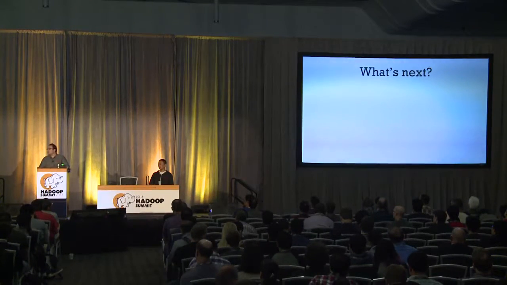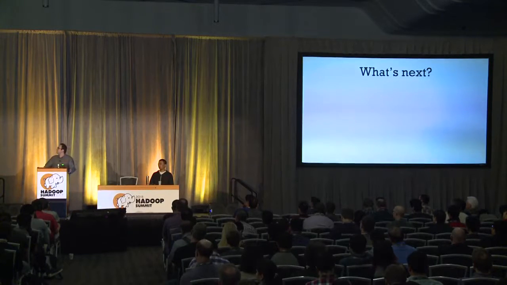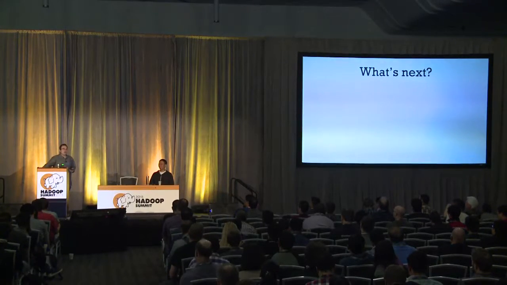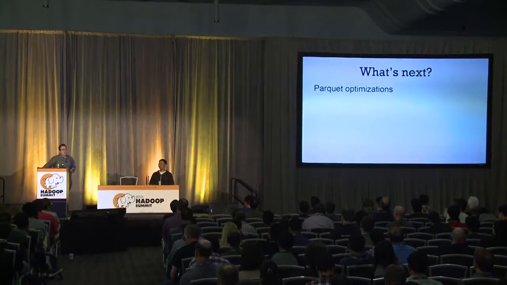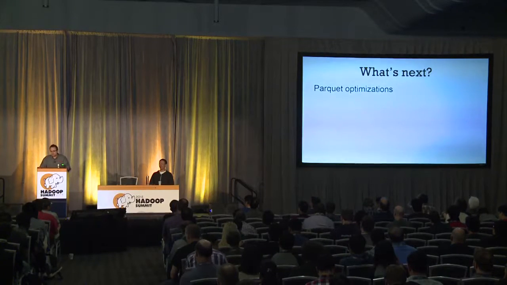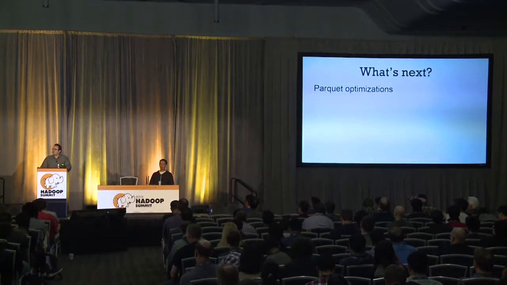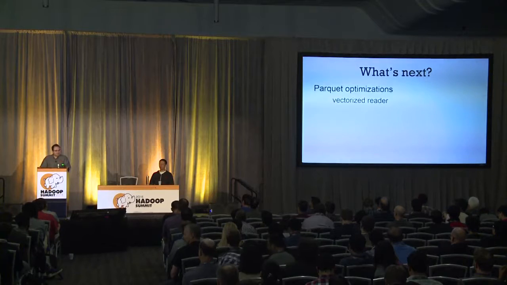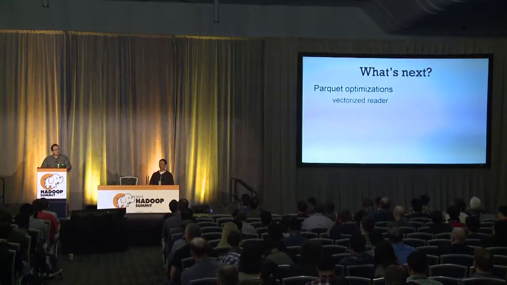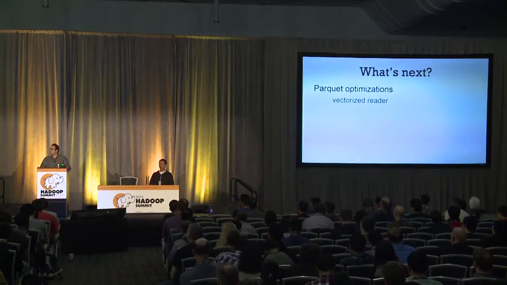Now, after talking about all these boring technical details, I would like to share some of our interesting roadmap with you. And we have 3 major items in our roadmap. The number one is Parquet optimizations. And we have a number of optimizations that we want to do in the near future, hopefully. And the first one is vectorized reader implementation. And it is still in progress. We are still working on it.